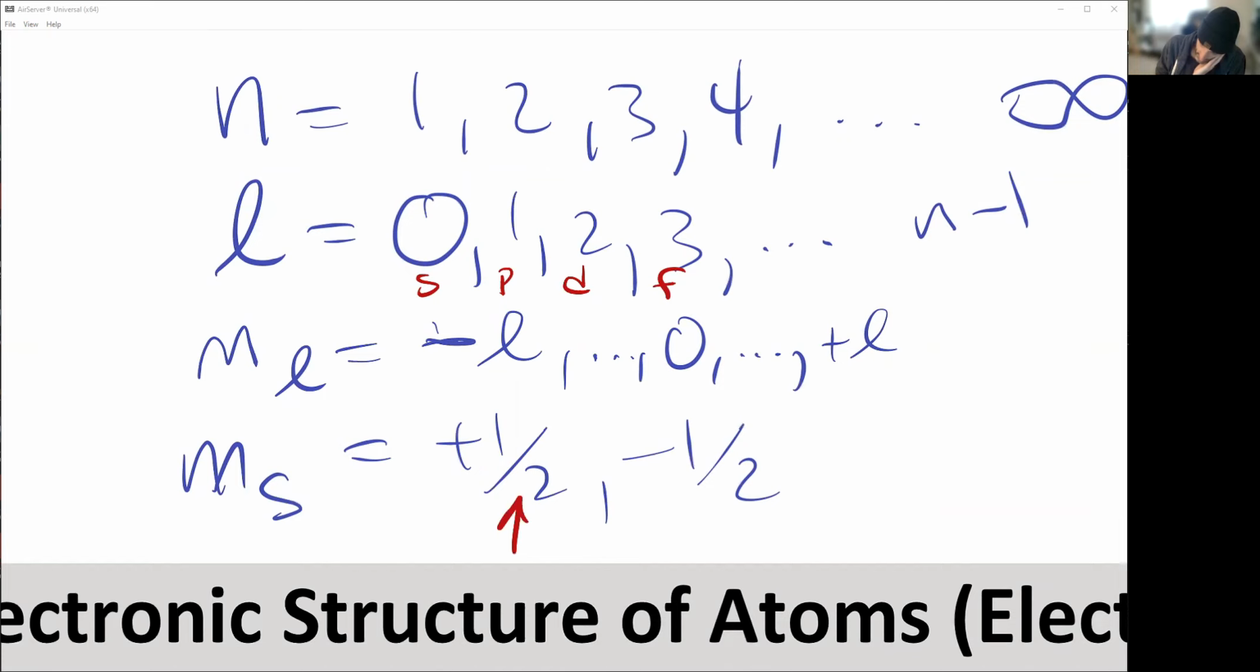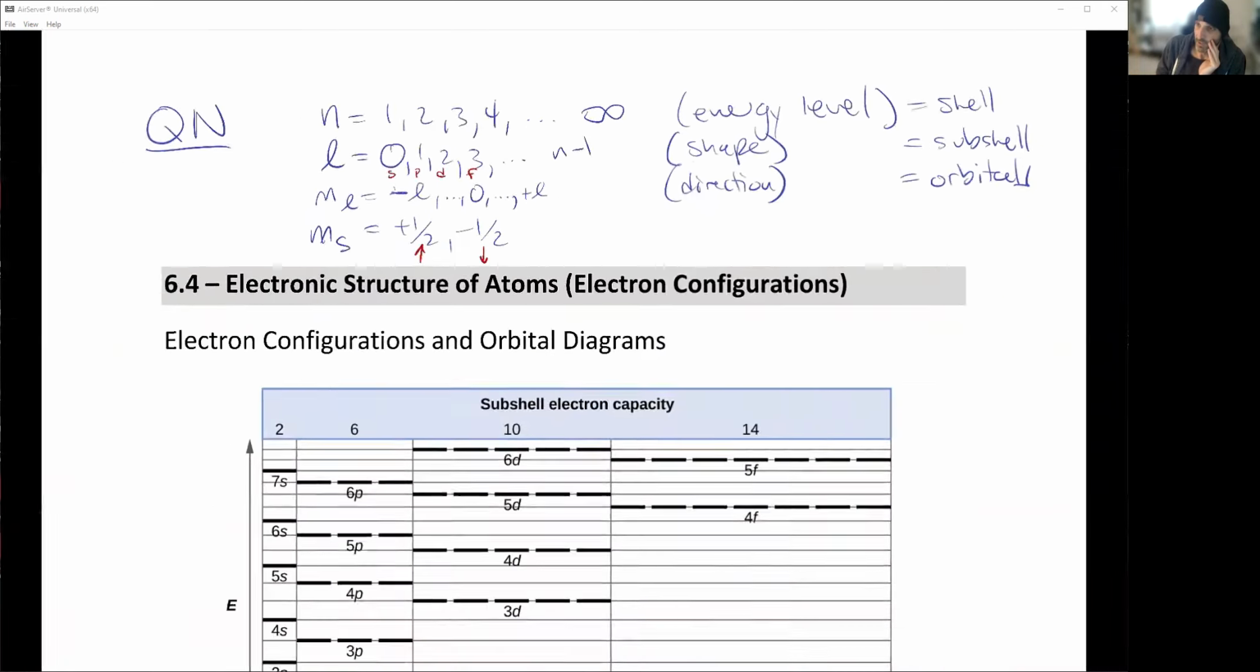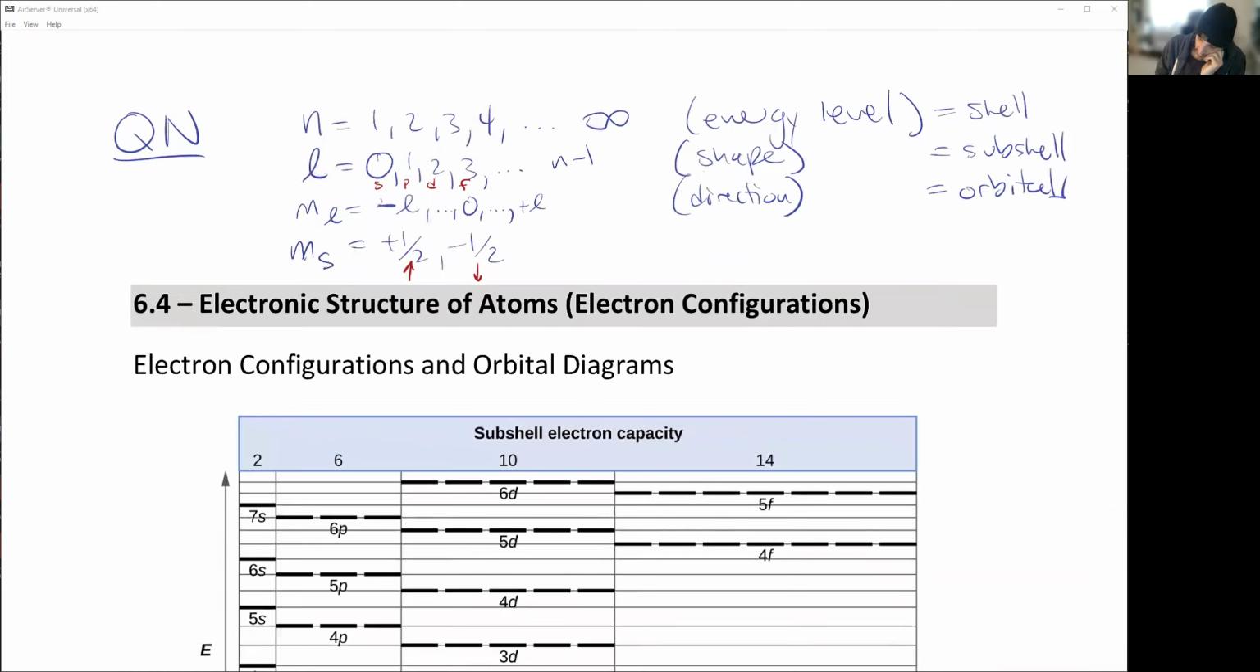Plus 1/2 is spin up, minus 1/2 is spin down, and then the L values are kind of the number of orbitals. So ultimately what the m sub s leads to is the number of electrons, but ultimately 2 electrons per orbital.